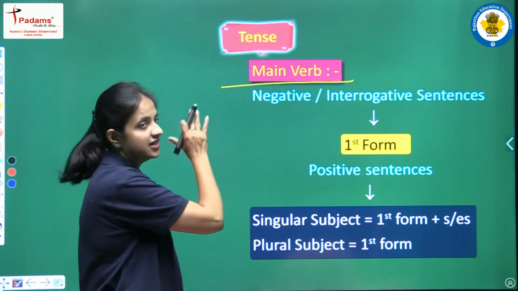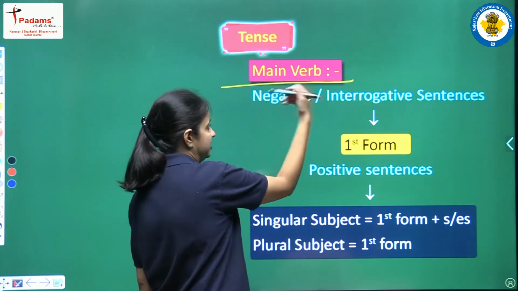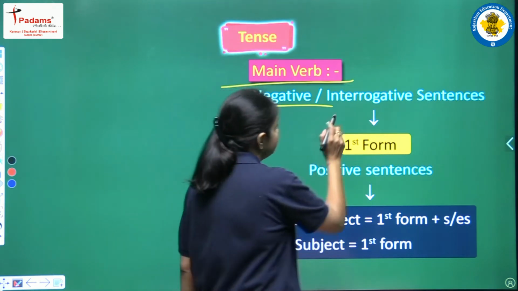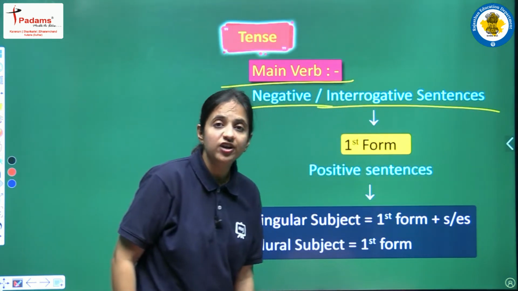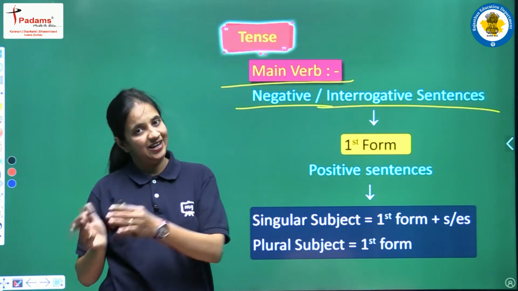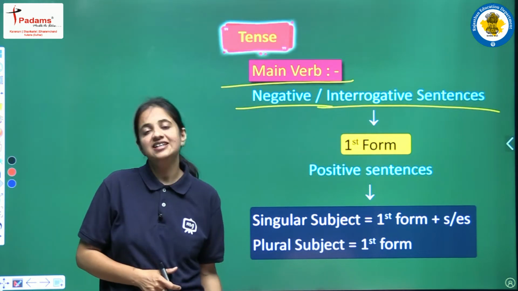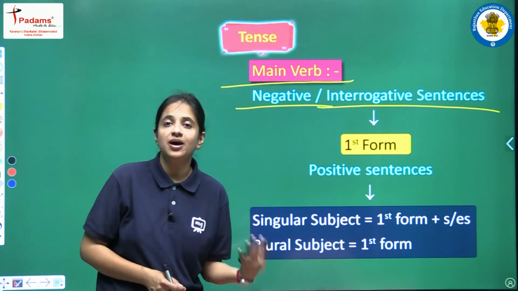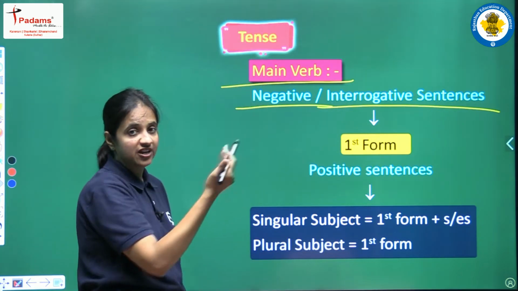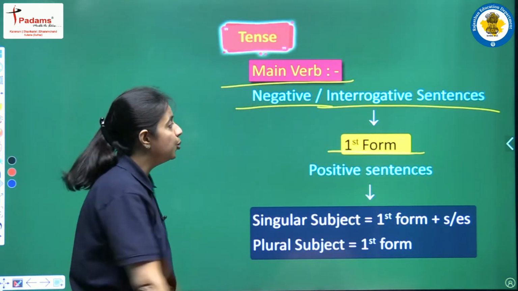So in this tense, that is present simple tense, let's talk about the main verb. Again we have this rule, that if the given sentence is a negative sentence or an interrogative sentence. I hope that now these two terms are clear to you all. A negative sentence is a sentence in which we have not, and interrogative is a sentence in which we have a question mark at the end. So if our sentence is negative or interrogative, then we will use the first form of the verb.